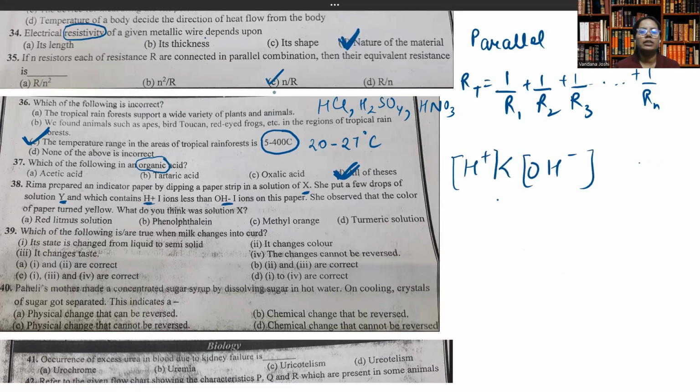Concentration of H plus ions decides the acidity. Concentration of OH minus ions decides the basicity. When they are equal, our solution is said to be neutral. If OH minus is more, it means that the solution is basic. So Rima is basically testing a basic solution by dipping a paper strip in a solution of X. So that paper contains some solution X, and that strip is dipped into a basic solution.